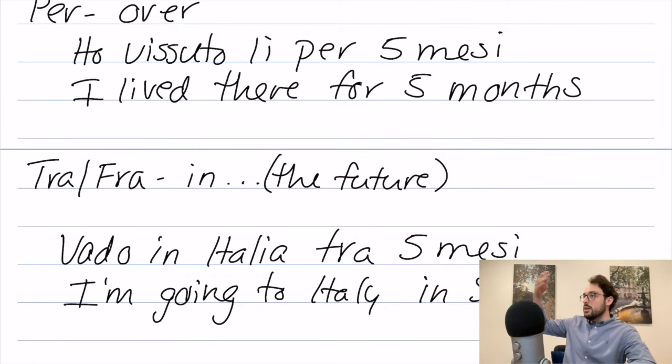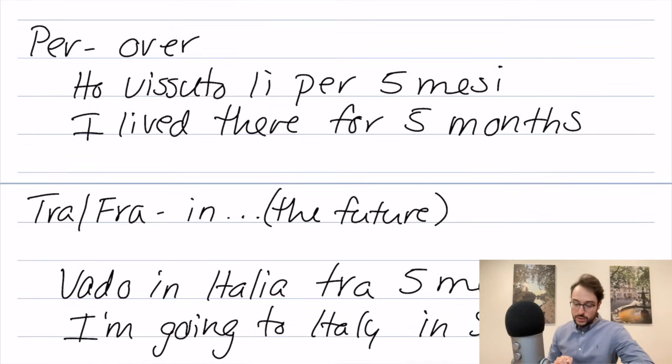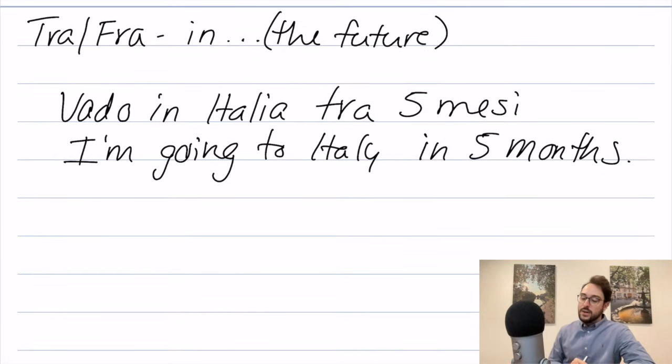So if it's any period of time happening in the future, you say tra. So da, when it's ongoing. Sono qui da 10 minuti. Per, when it's over. Ho vissuto lì per 5 mesi. I lived there for 5 months. Tra or fra, when it's going to happen in the future. Vado in Italia tra 5 mesi.